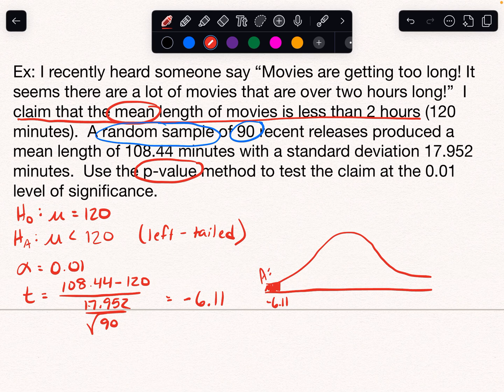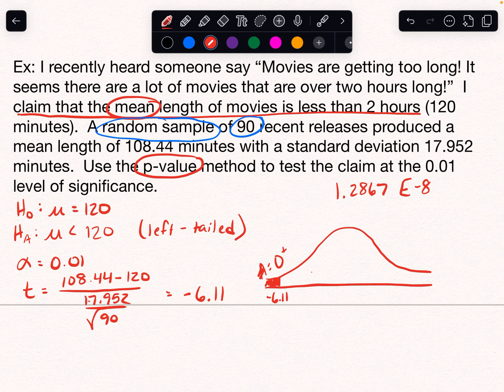Well, I got it in scientific notation, 1.2867 with an e to the negative 8. That's moving the decimal place to the left 8 times. I'm not going to write all of that out. I'm going to be lazy and say 0 plus instead. So that is our p-value. I should have written p-value, not a, is 0 plus.